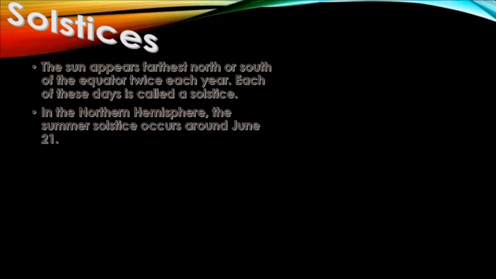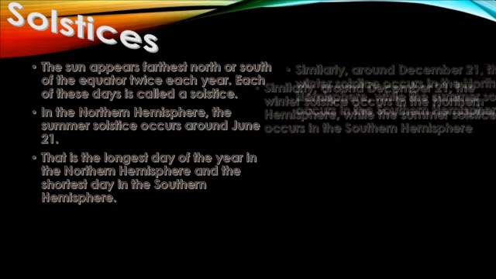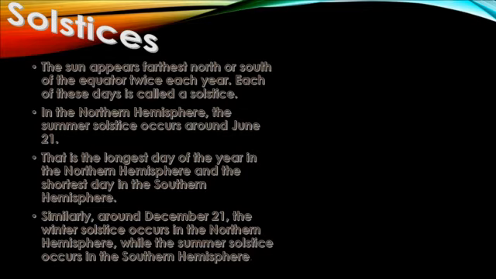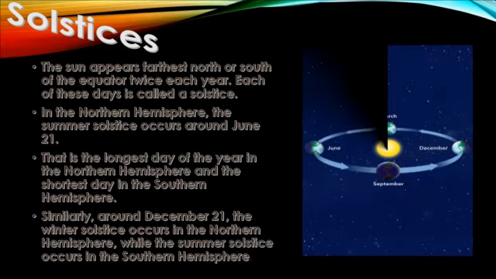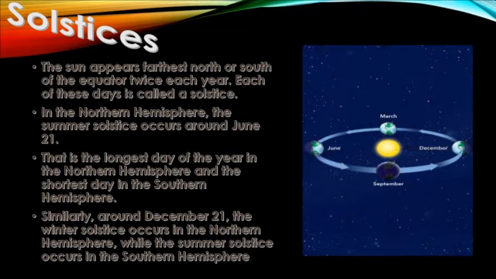In the northern hemisphere, the summer solstice occurs around June 21st. That is the longest day of the year in the northern hemisphere and the shortest day in the southern hemisphere. Similarly, around December 21st, the winter solstice occurs in the northern hemisphere, while the summer solstice occurs in the southern hemisphere. So these 2 days we call solstices.